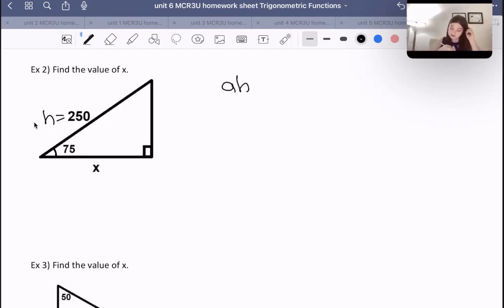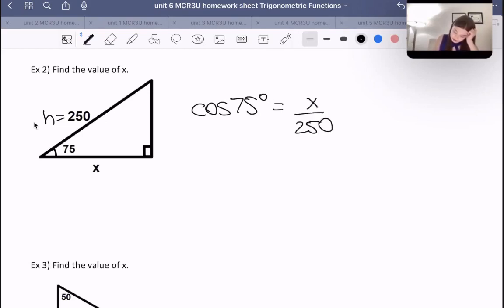So what trig ratio has to do with the adjacent and the hypotenuse? Well, let's see. So for sine, well, no, that's not quite right. Cah, oh, yep, that's right. And then toa, definitely not. So cosine is what we're going to use because cosine is adjacent over hypotenuse. So let's do it. Cosine of 75 degrees is equal to the adjacent, which is x, over the hypotenuse, which is 250. Then I'm going to cross multiply up that 250 to cosine 75 degrees. x is equal to 250 cosine of 75 degrees.